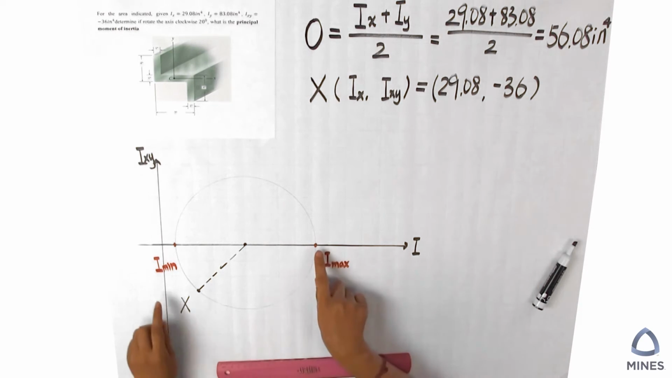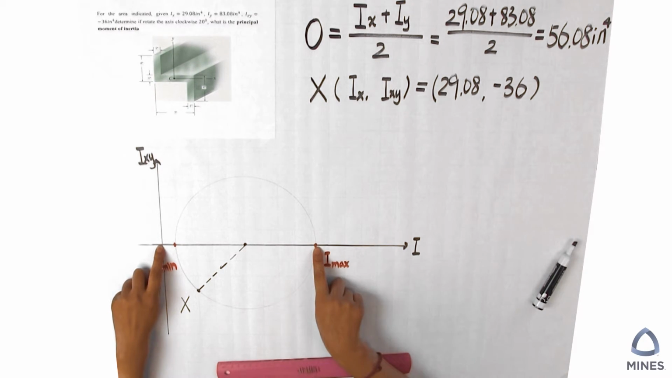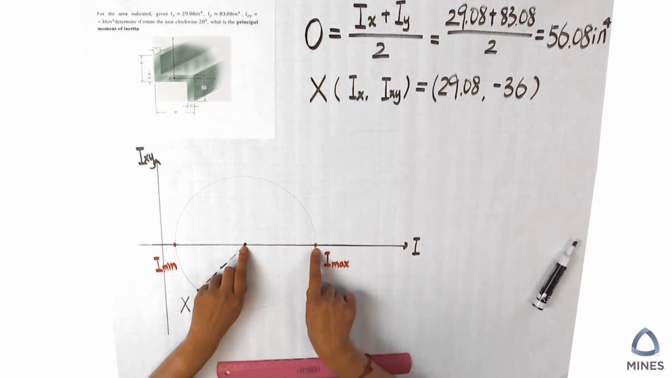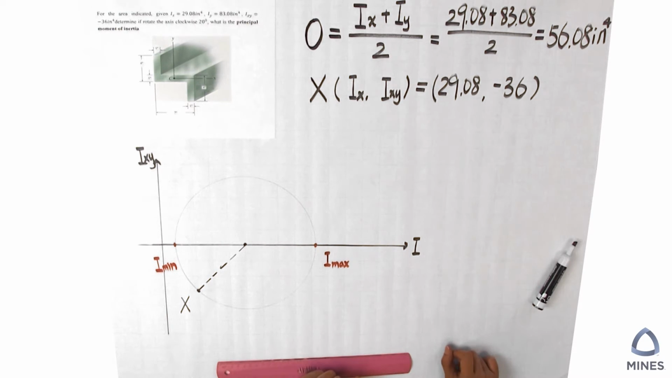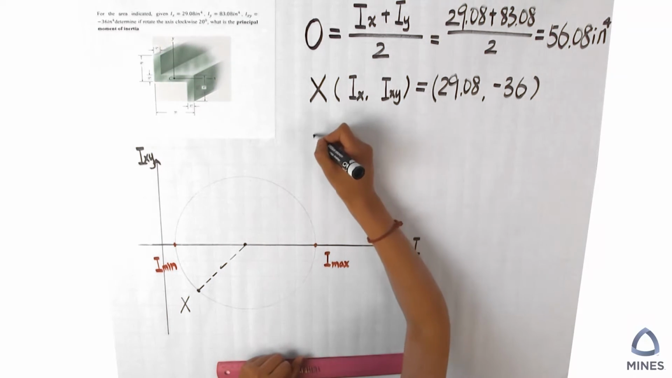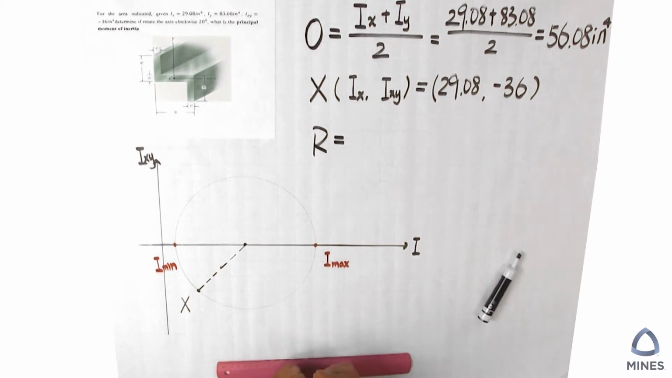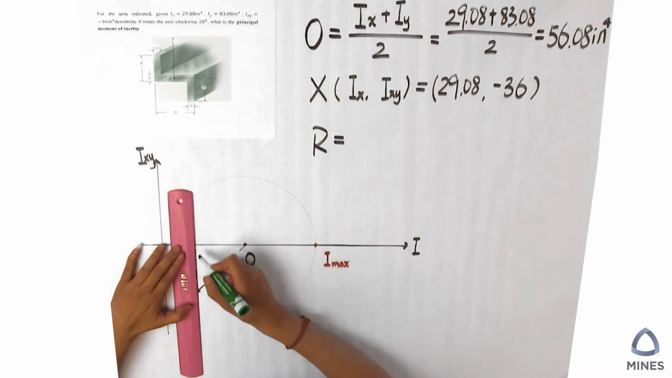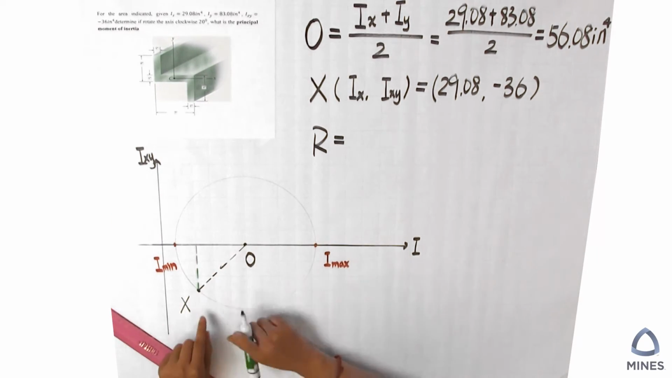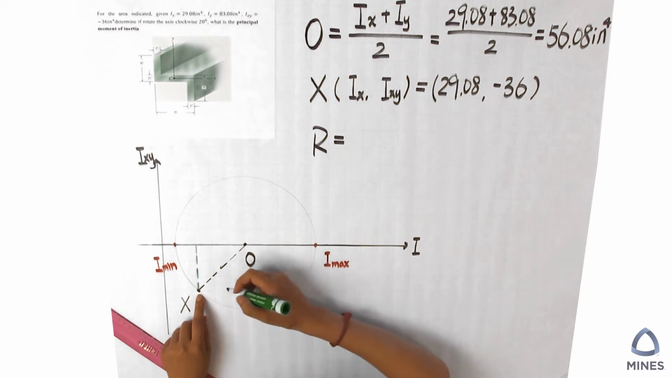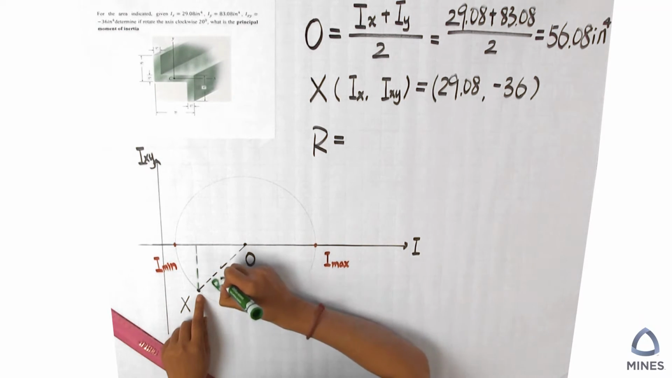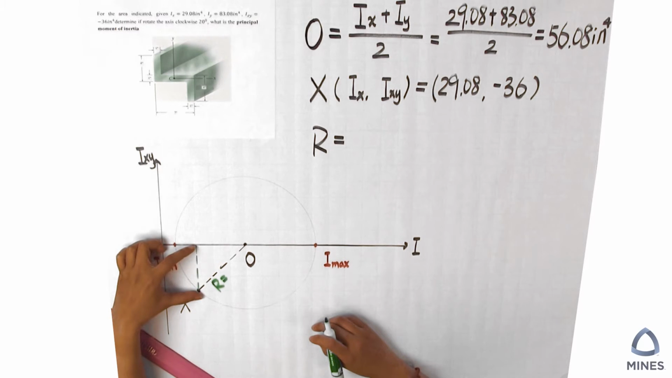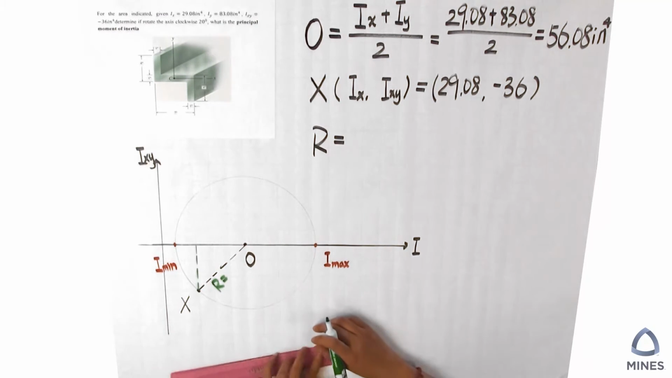You can see the maximum moment of inertia will be this length. It equals the center of the Mohr circle plus the radius. So which means we have to find out the radius of the Mohr circle first. How are we going to find out the radius? We always use the OX line to construct a triangle. You can see in this triangle, the radius of the Mohr circle is the hypotenuse. So if we can find the base and the height, then we take the square root, we can find out the radius of the Mohr circle.